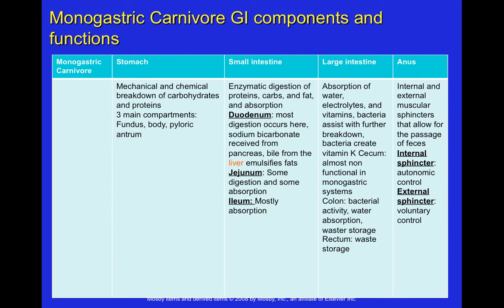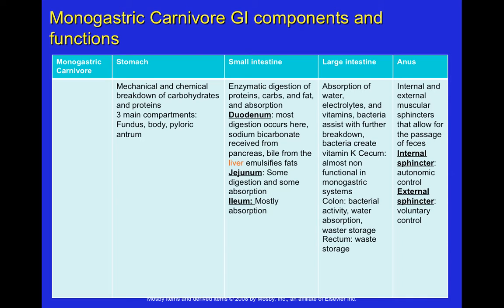The small intestine is mostly the enzymatic digestion of proteins, carbs, and fat, and a little bit of absorption. So the duodenum, it's up to you how you'd like to pronounce it, most digestion occurs here. So that's a key point. Most digestion occurs in the duodenum.